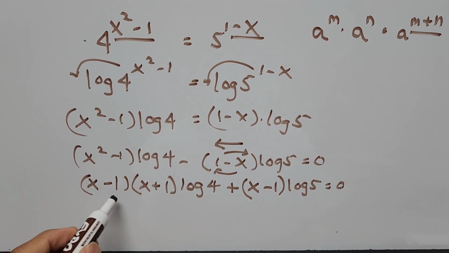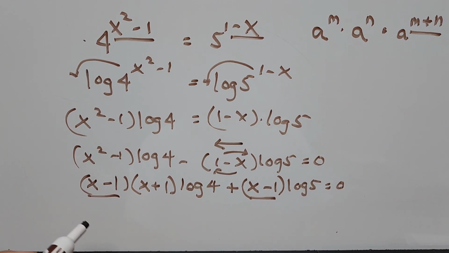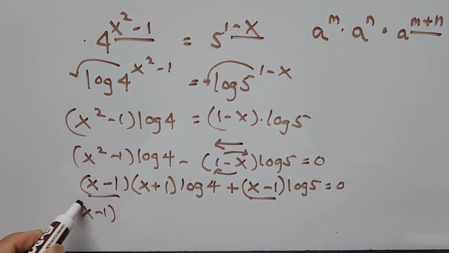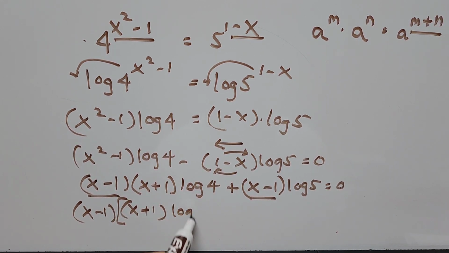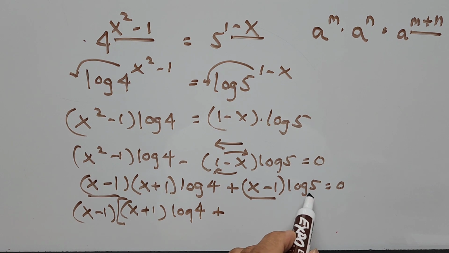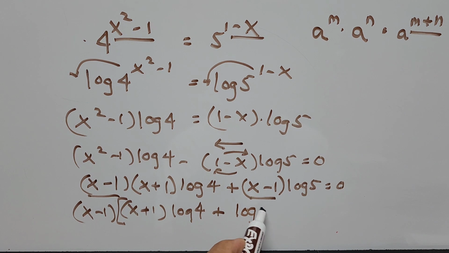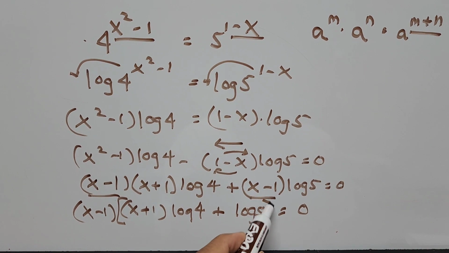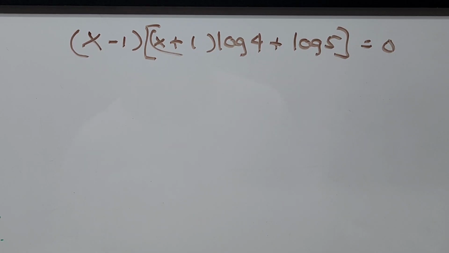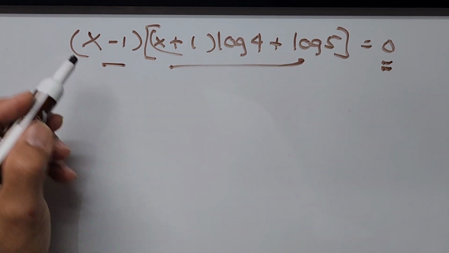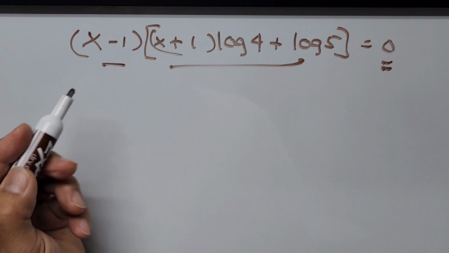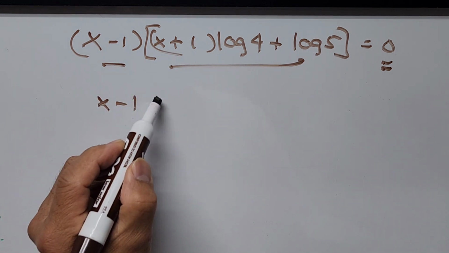From here we can now factor out x minus 1. So we have x minus 1 times the quantity x plus 1 times log 4 plus, factoring out x minus 1, log 5. That's what's left on the second term, and this is equal to 0. Here we can now equate the factors to 0. The leftmost factor is x minus 1 equals 0.